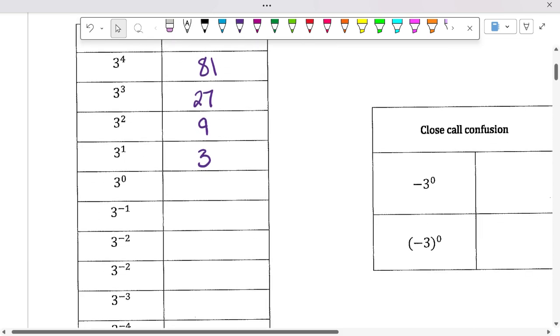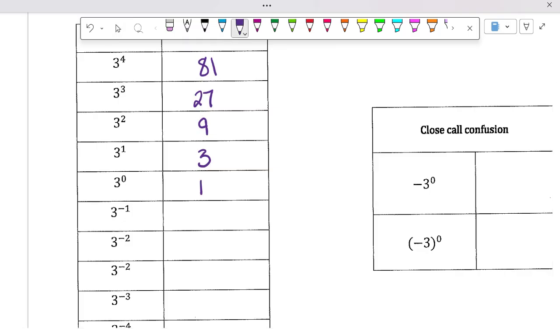All right. Now, if you put 3 to the 0 power in your calculator, what does it give you? It gives you 1. Now, these next ones, all right, in your calculator, put in 3 to the negative 1. What does it tell you? So it should be 0.3, and it's repeating. Now, as a fraction, what is that?